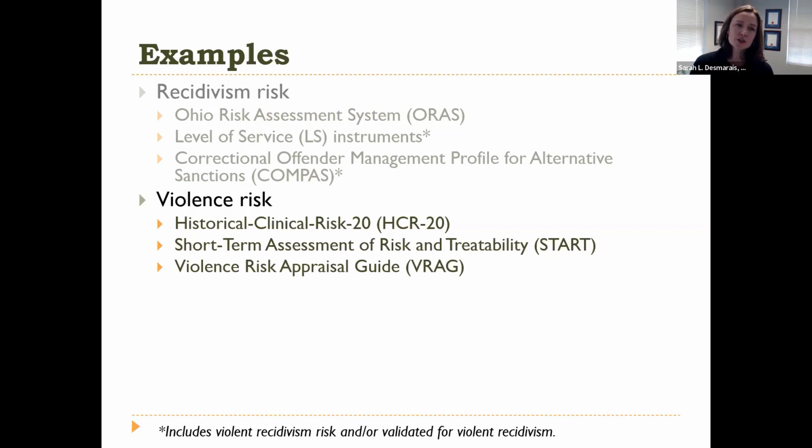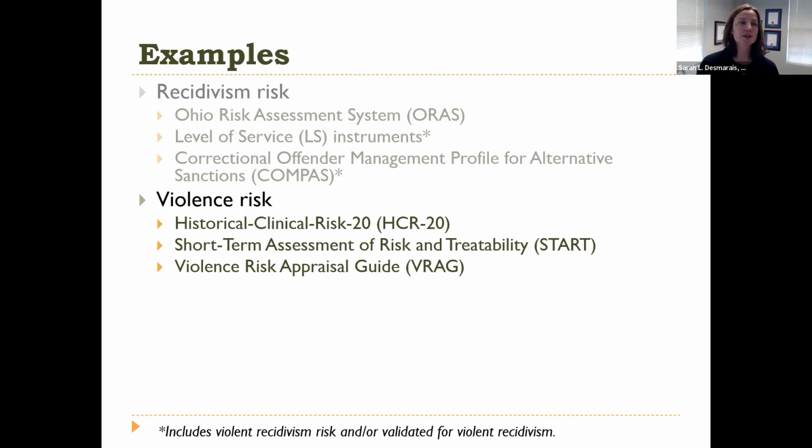So it's an approach known as structured professional judgment, as opposed to actuarial or algorithmic decision-making. But the idea here is that there's still a role for that individual clinical decision-making. And the other one that I mentioned there, the Violence Risk Appraisal Guide, is an example of an algorithmic tool that exists for violence risk.